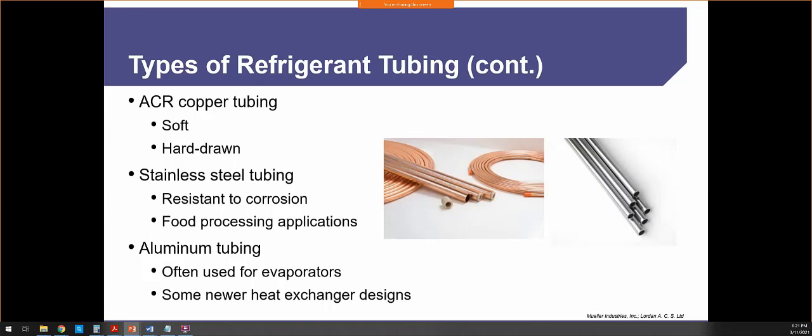Picture on the left is going to be our ACR tubing, and then we've got the stainless steel on the right. You can get it hard drawn, meaning it comes in sticks or 10-foot lengths, and then you would just put a coupling on here to connect them, whereas we've got the soft tubing here, which we just uncoil. All right, aluminum tubing is often used for evaporators, some newer heat exchanger designs. So like I said, if we're going to use it for an evaporator, we're good to go. If you see it as a line set, run away.